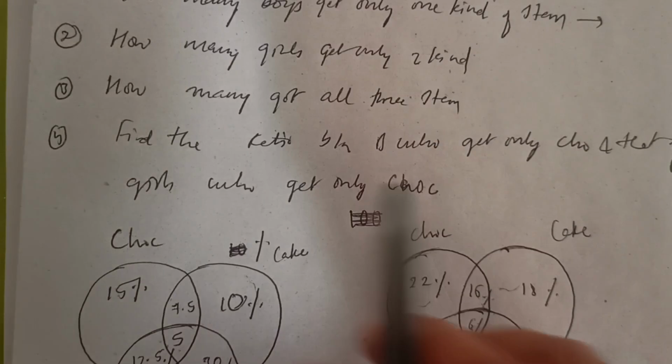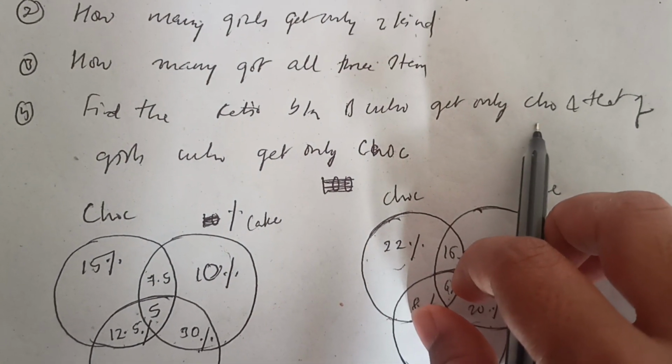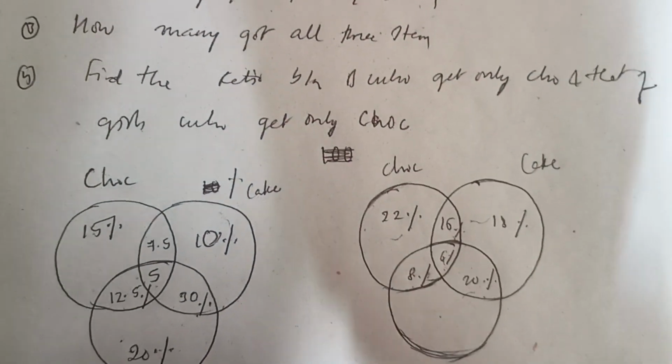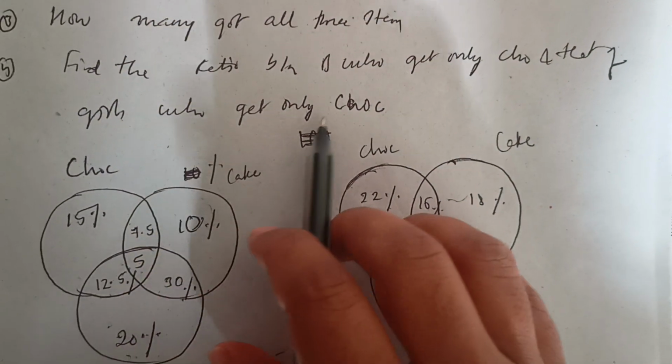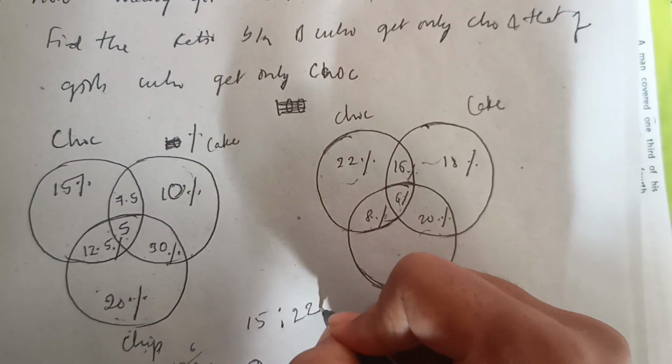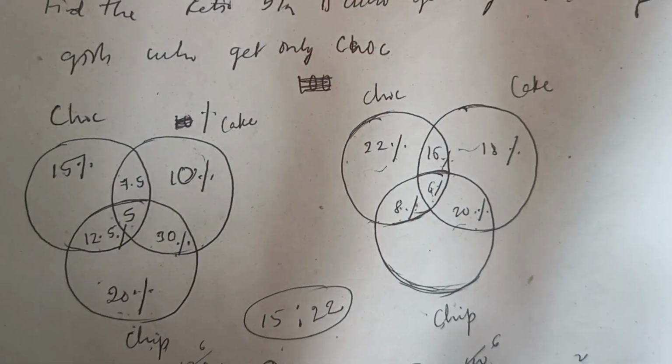Then also they asked, find the ratio between the boys who got only chocolates, this one 15, to that of the girls who got only chocolate. So girls who got chocolate will be 22. Therefore, the ratio will be 15:22.